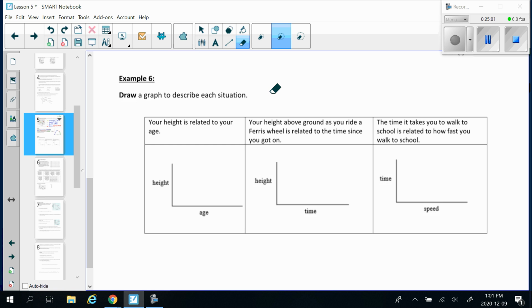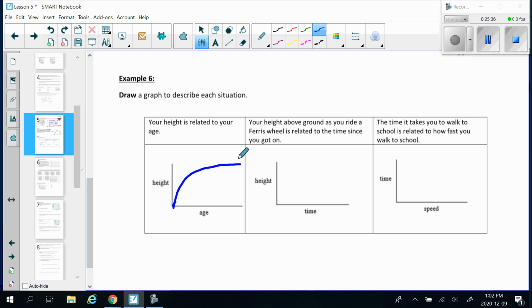Example 6, draw a graph to describe each situation. So this situation is not always linear. For example, your height over time. When you were a baby, you grew really, really fast. But now, and as a teenager, you grow pretty fast as well. But when you get to be an adult age, you pretty much don't grow anymore. So your growth is really fast at first, and then it just kind of flattens out, and then you stop growing. So this is not linear, not a line, but I would expect you to understand that you don't grow as fast when you're an adult.